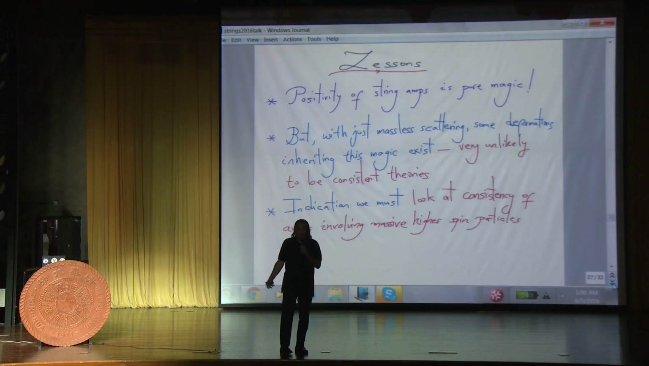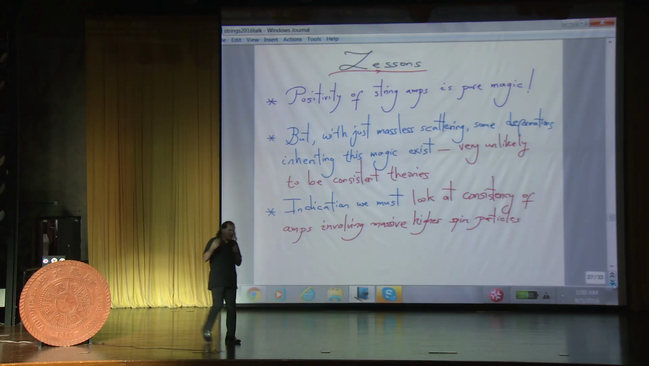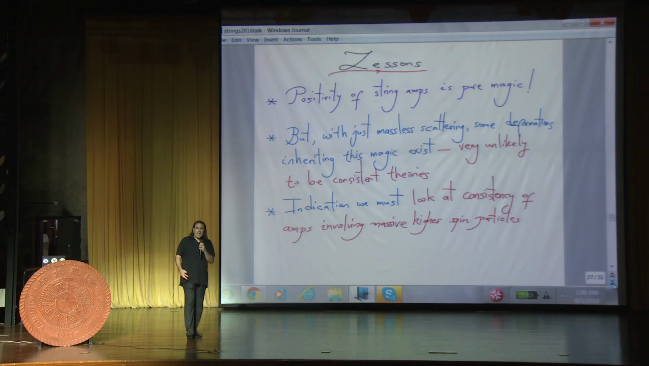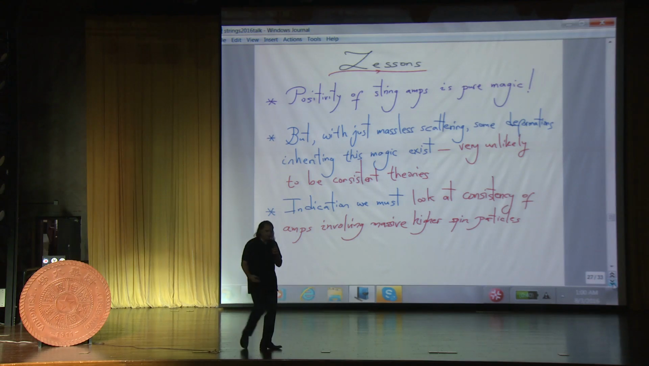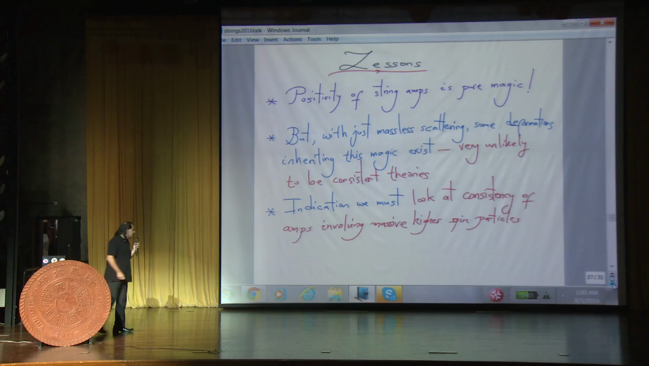But what haven't we checked? We haven't checked all the other factorizations. We haven't checked all the higher spin scatterings. And what is basically the same, we haven't written down generalization to 5, 6 endpoints. Okay? So this is an indication that we have to look at the consistency of amplitudes involving massive higher spin particles.